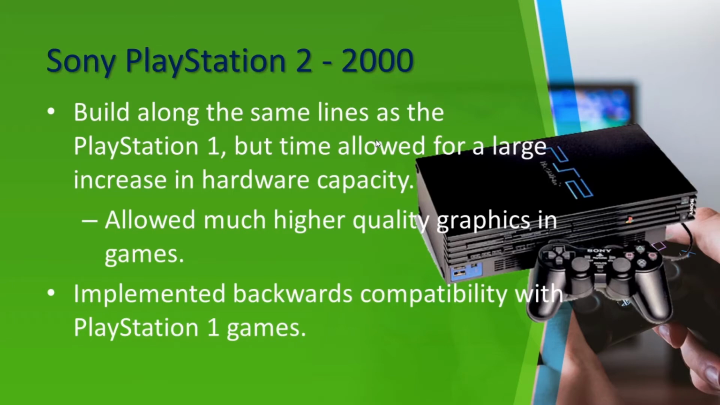Then we have the second iteration, the Sony PlayStation 2, that was released starting in the 2000s. So it was built along the same lines as the PlayStation 1, but time allowed for a large increase in hardware capacity. So it allowed much higher quality in graphics and games. It implemented backwards compatibility with PlayStation games.